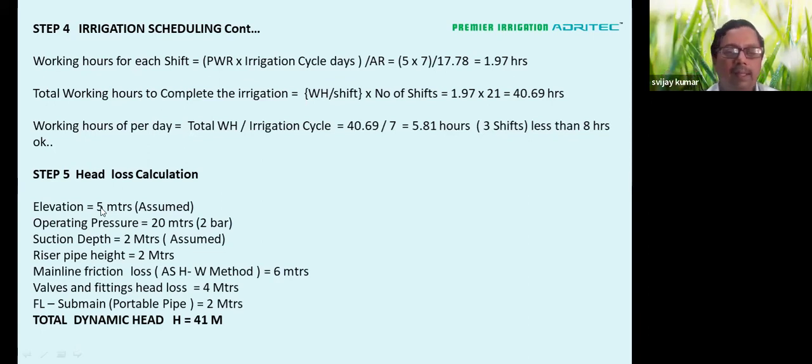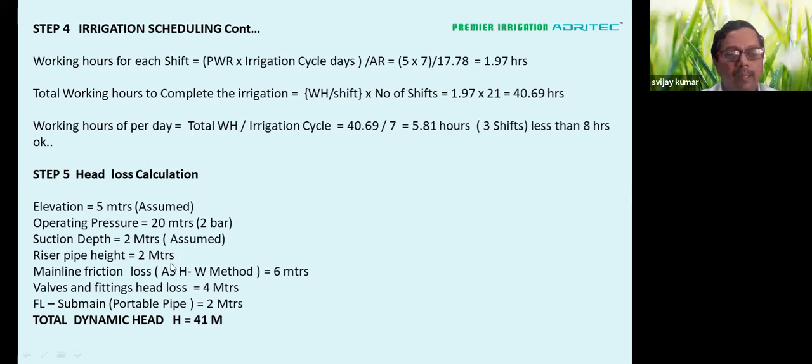And suction. Suction is the distance from the water level to where the foot valve is going to be. That is normally not more than 2 or 3 meters, which is the normal suction depth. And then this particular sprinkler is going to be placed on a tripod stand. That means you have to take the pipe up to 2 meters height. So you have to add that 2 meters also. And the mainline friction loss, like I told you, either you use the Hazen-Williams formula or you can go for the thumb rule, which I told you: 2.5% for every length of distance calculated.